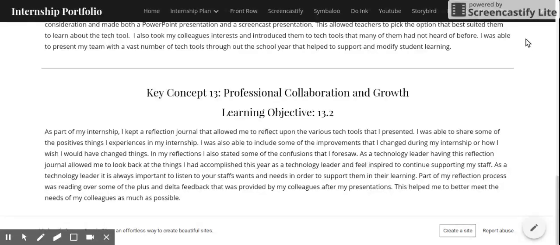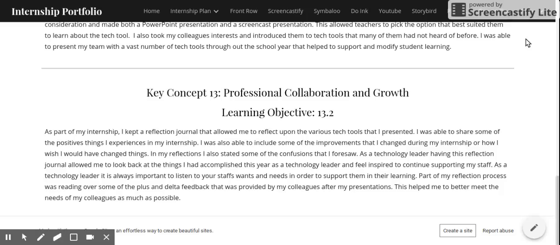This was accomplished because as part of my internship, I kept a reflection journal that allowed me to reflect upon the various tech tools that I presented. I was able to share some of the positive things I experienced in my internship. I was also able to include some of the improvements that I changed during my internship, or how I wish I would have changed things. In my reflections, I also stated some of the confusions that I foresaw.